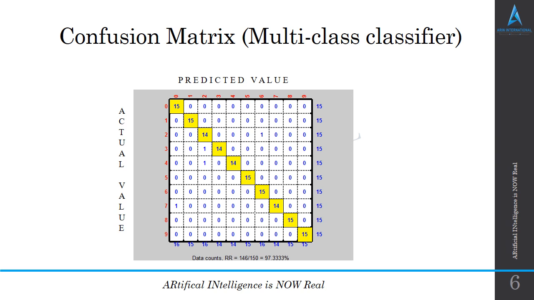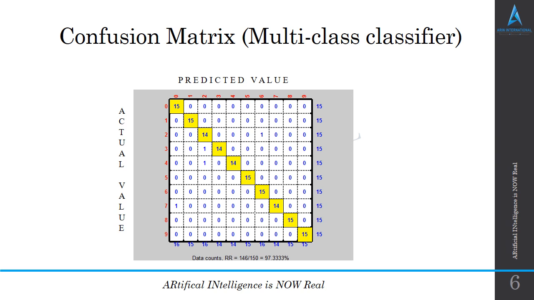Now let us study the confusion matrix for a multi-class classifier. We can see predicted values and actual values for the matrix given here. This matrix indicates the result for a numeral recognition application. Here we have 10 classes from 0 to 9. In this situation, we have applied 15 test samples and the yellow squares diagonally show the correctly classified results.